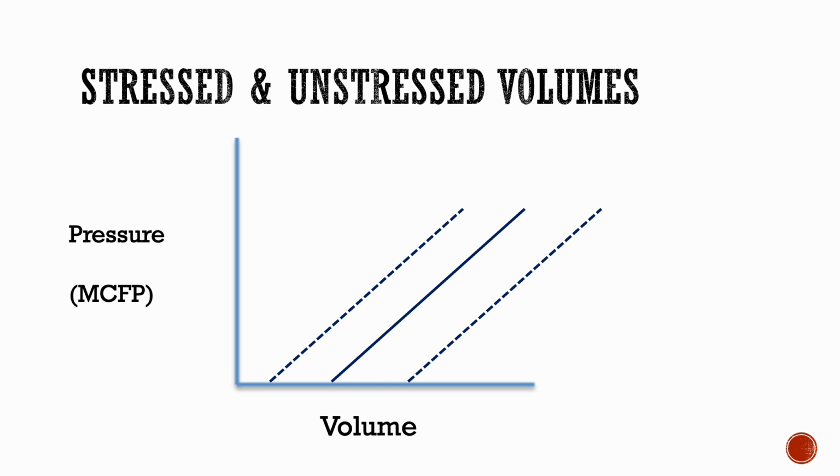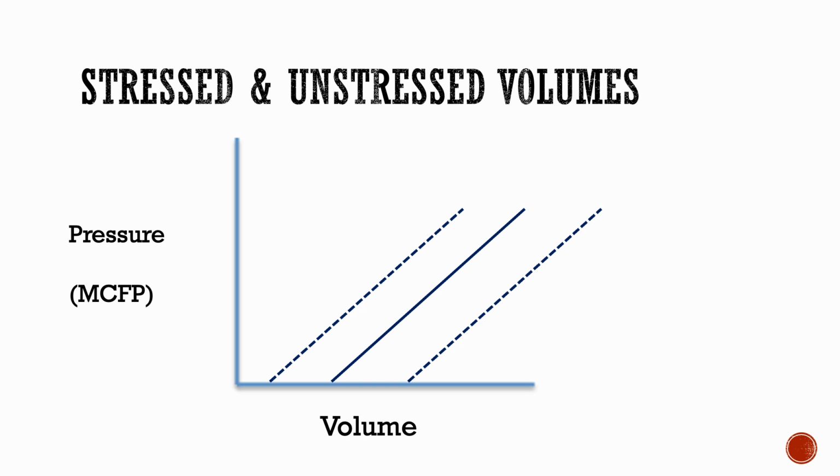And so when you start adding blood, the volume at which you start to see pressure increase defines what your unstressed and stressed volume is. So it can be a very low volume as depicted here, or it could be a moderate or even a high volume. And that's just how much blood the body can handle before it starts generating pressure.